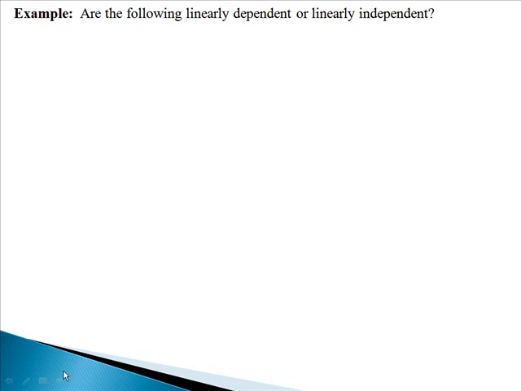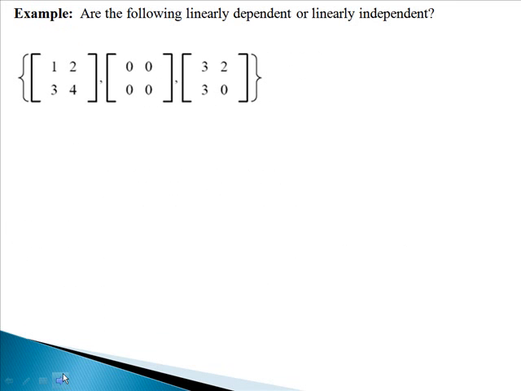Are the following linearly dependent or linearly independent? Here we have a set of three vectors, or actually three 2x2 matrices, and we have shown in previous sections that the set of 2x2 matrices with real entries is a vector space. So we know that these are elements in our vector space, M sub 2x2. And we see that we have the 0 vector in there as one of our entries, and so we know that this is linearly dependent.